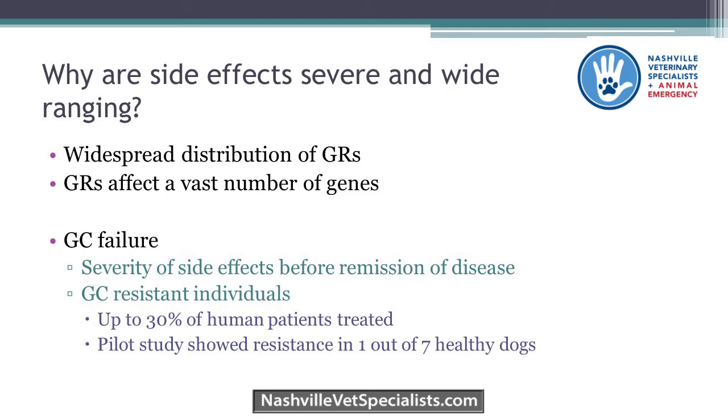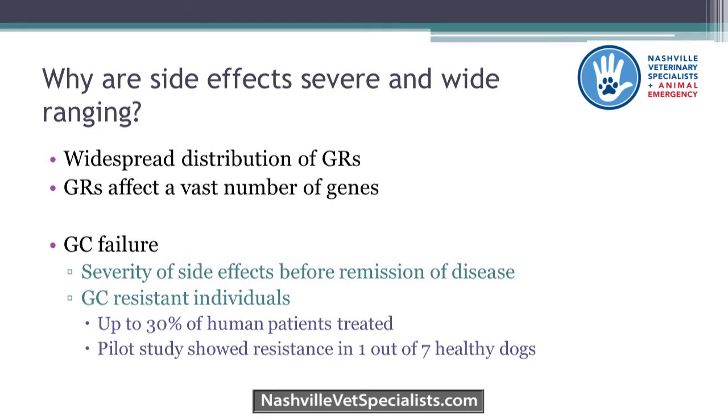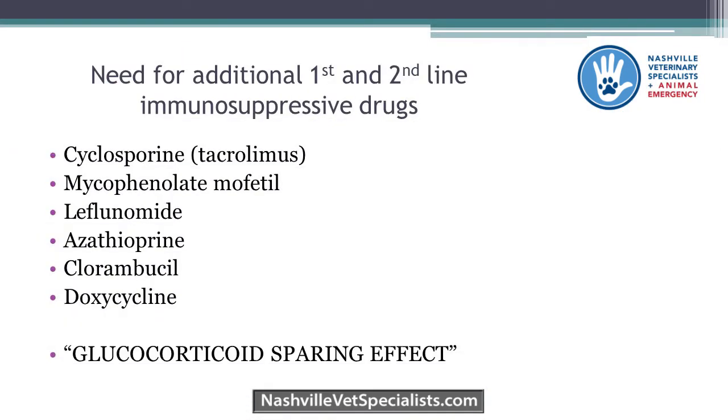There are some studies out in the human literature, up to 30% of patients treated have a resistance. There was only one pilot study in dogs that didn't get published, but it showed resistance in about 1 out of 7 healthy dogs. So this is a pretty high percentage. So that's why we use these drugs.